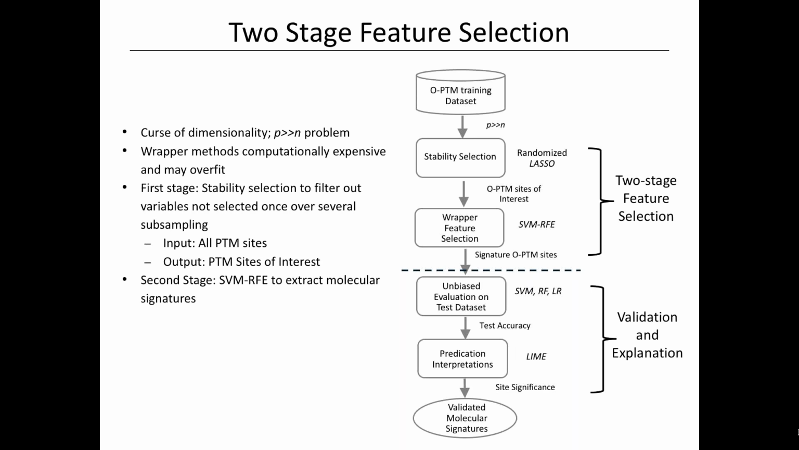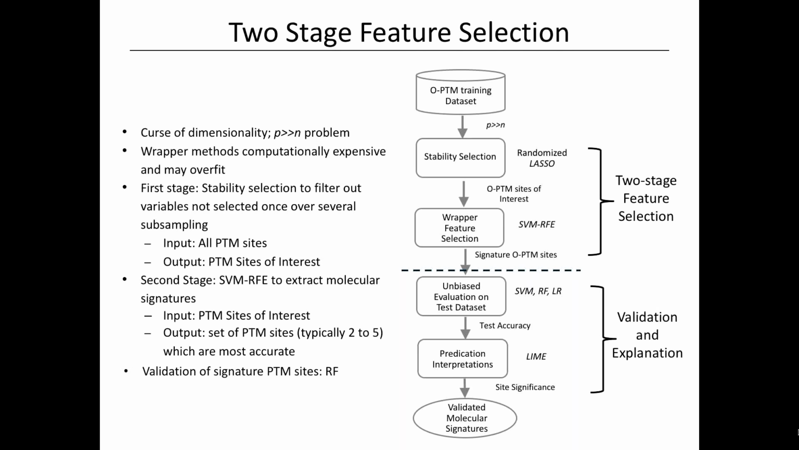For the second stage, we employed SVM to extract molecular signatures. And then the input is obviously the PTM sites of interest from the previous output. And then this step outputs the set of O-PTM sites, which usually number from 2 to 5, which are the most accurate.